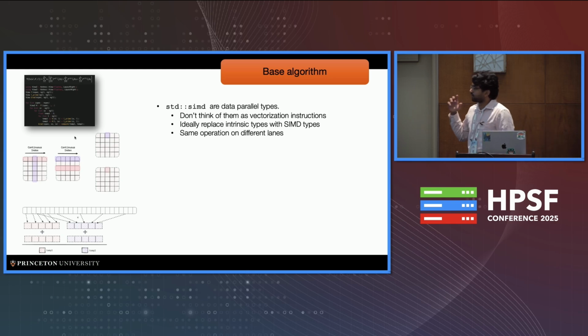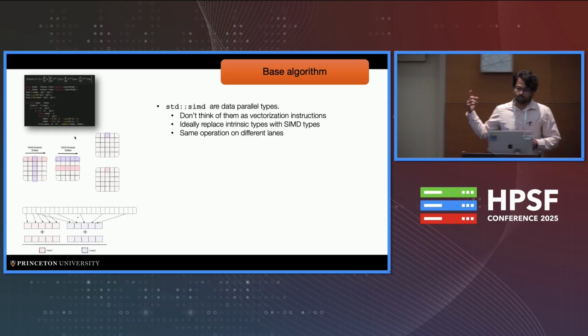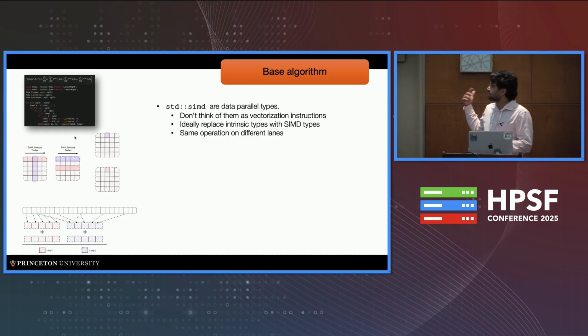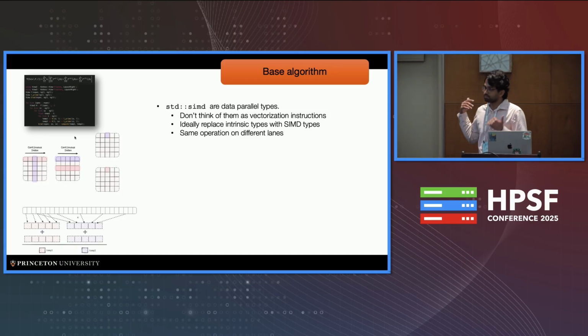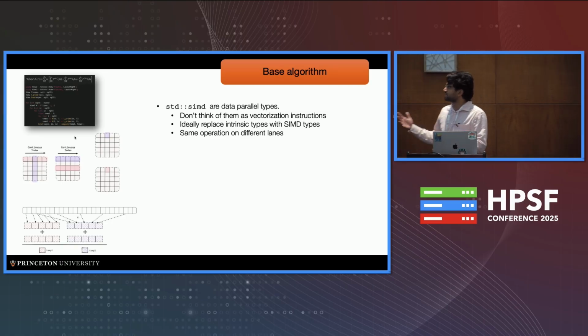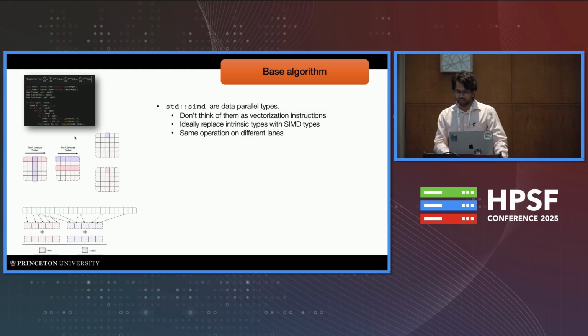The main thing that we want to notice is that this essentially is not very attuned to SIMD data types. The way I want to think of SIMD data types is they are data parallel types, so we shouldn't think of them as ways to input vectorized instructions in your code. Ideally, you should be able to replace SIMD intrinsic types with just SIMD types, which essentially ensures that you have the same operations on different lanes.